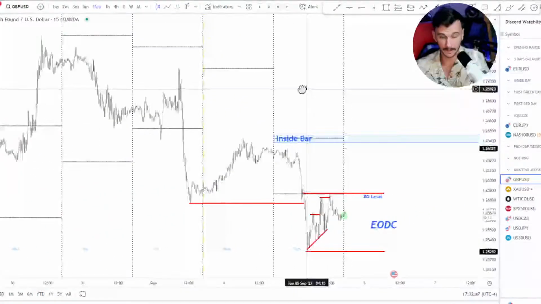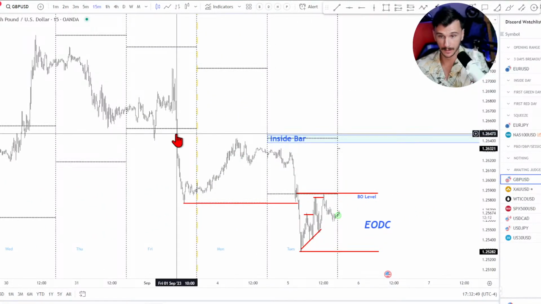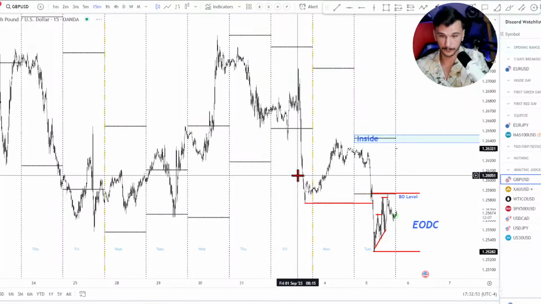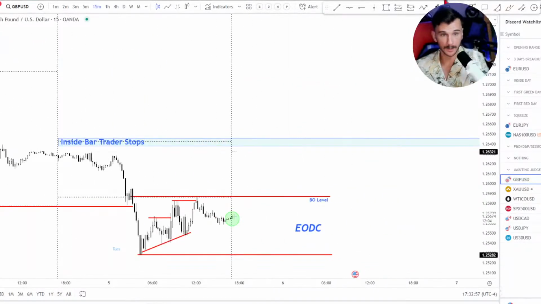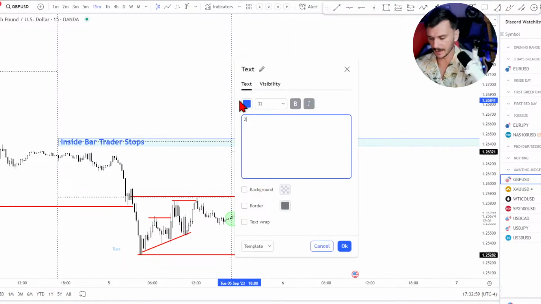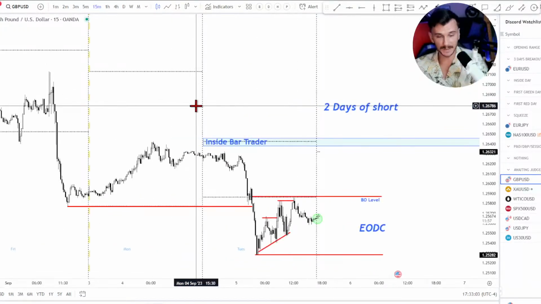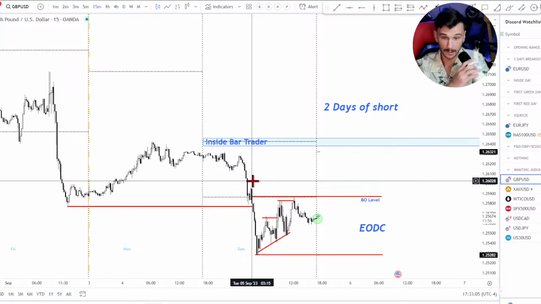Okay, do we have any other signal day? We did not hit there. 1, 2. Okay, so we've only got 2 days of shorts in the market. So I'll put that up here. It's not necessarily a signal day. We only have 1 day of shorts in the market as of right now for this week.